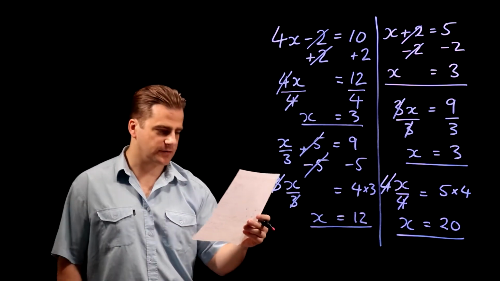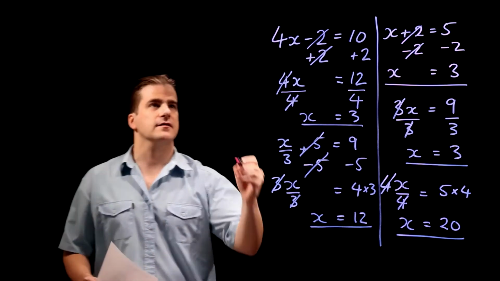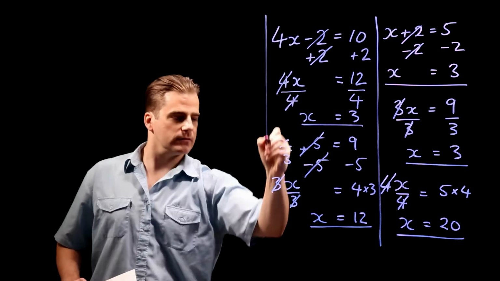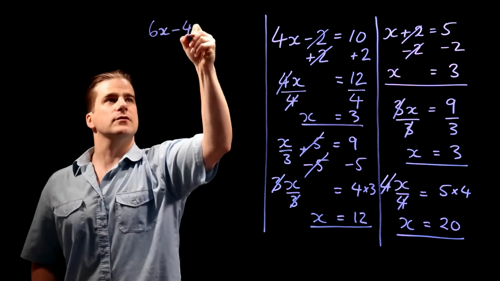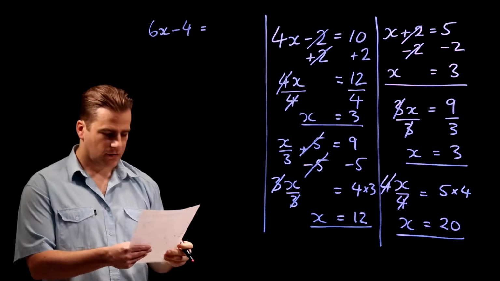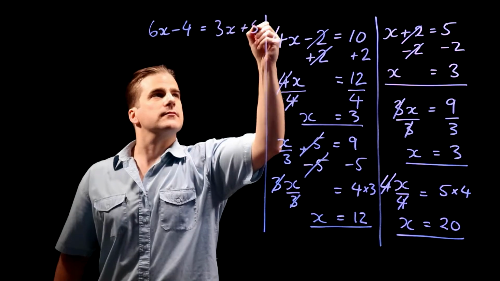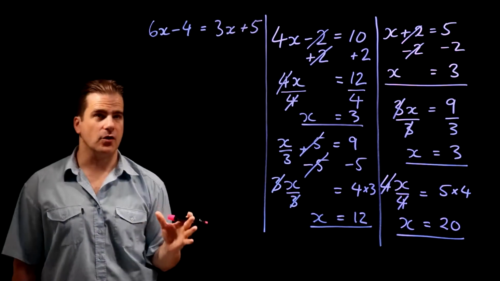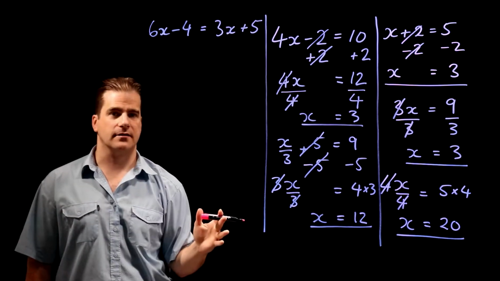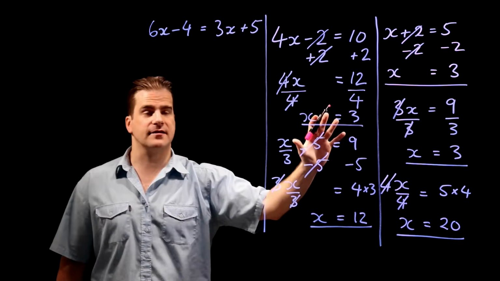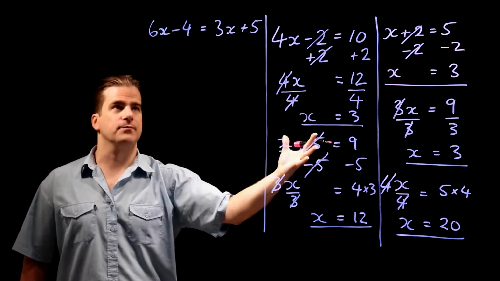Right, what should we do next? Let's do 6x minus 4 equals 3x plus 5. Okay, this is slightly more complicated. In this case, we've actually got two terms with an x in it. It's no problem, just do exactly the same things as we've always been doing, and the answer will fall out.